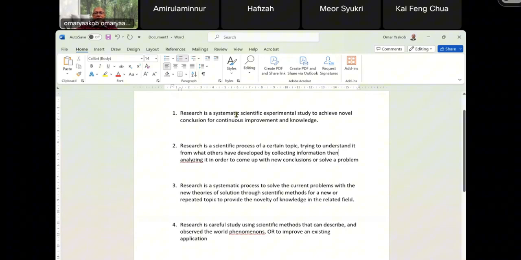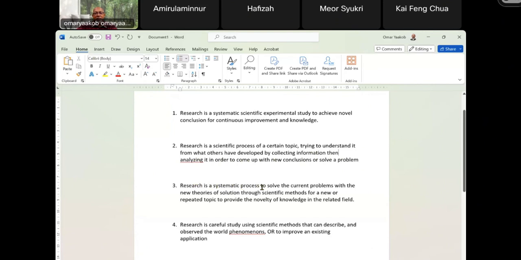Research is a systematic scientific experimental study to achieve novel conclusions for continuous improvement and knowledge. Research is a scientific process of a certain topic, trying to understand it from what others have developed by collecting information, then analyzing it in order to come up with new conclusions and solve problems.